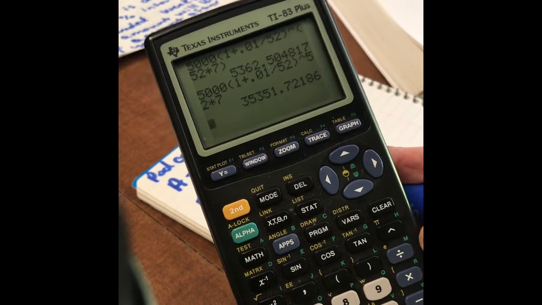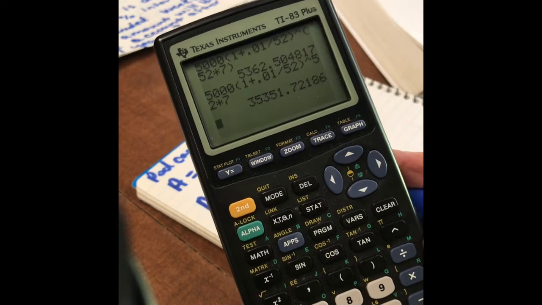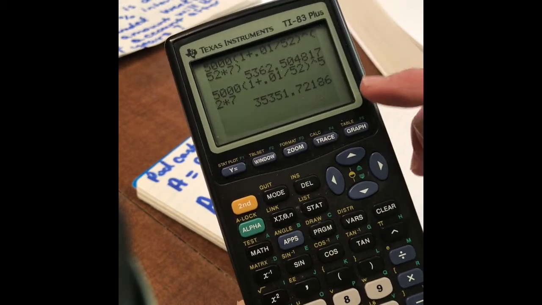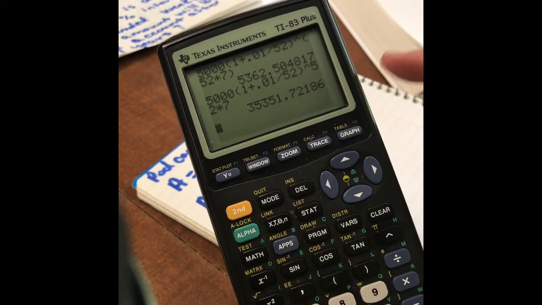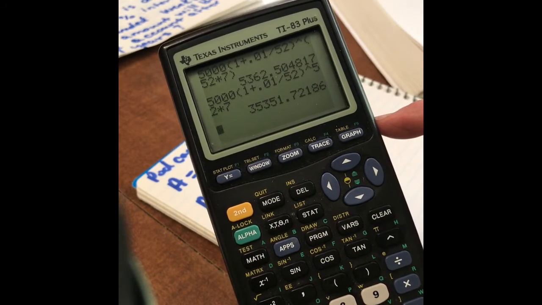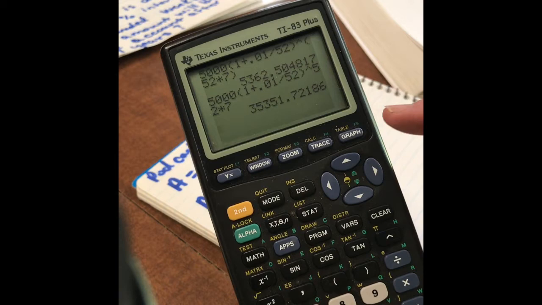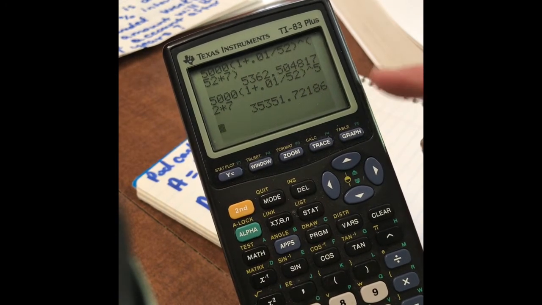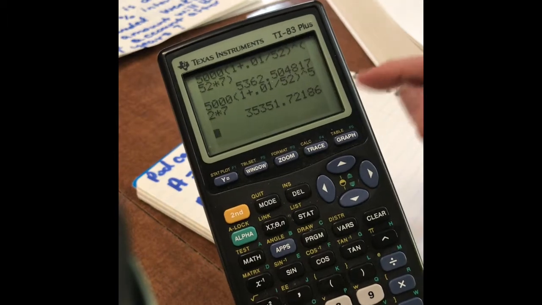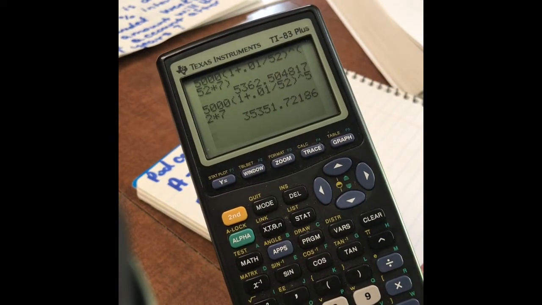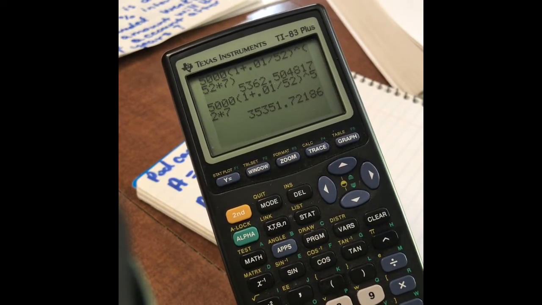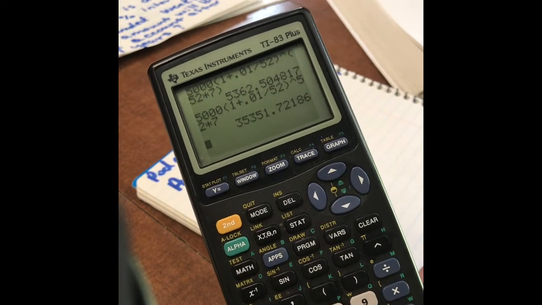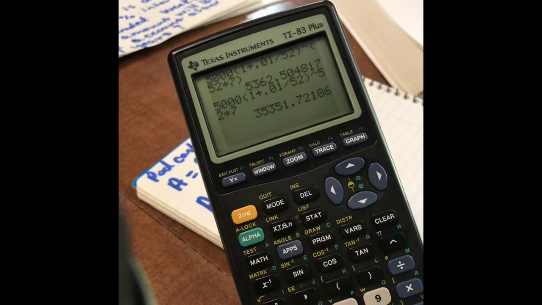Now, some of you may have gotten $35,351.72. If you did that, that was incorrect. And the mistake you probably made was that you did 52 times 7 and didn't use parentheses. When you do it that way, what the calculator understands is it's raised to the 52nd power and then taking that whole answer and multiplying times 7. That's incorrect, so you must use parentheses. Be sure you use parentheses with the exponents.